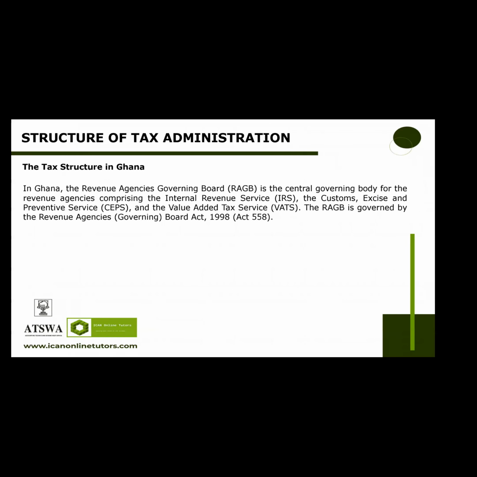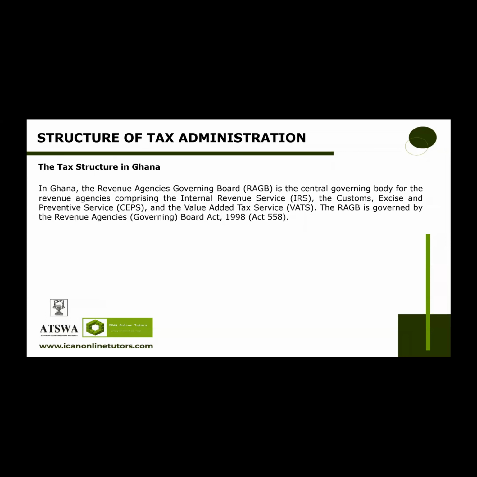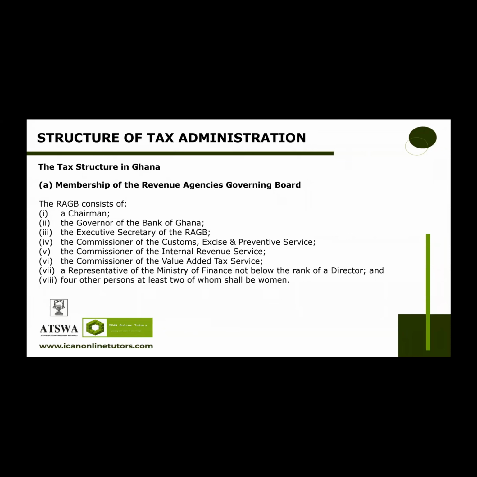Now, this governing board has the Internal Revenue Service, the Customs, Excise and Preventive Service, and the Value-Added Tax Service. So we have just three different boards or services under the central governing board. Okay, so now let's take this one after the other. Who are the members of the Revenue Agencies Governing Board?